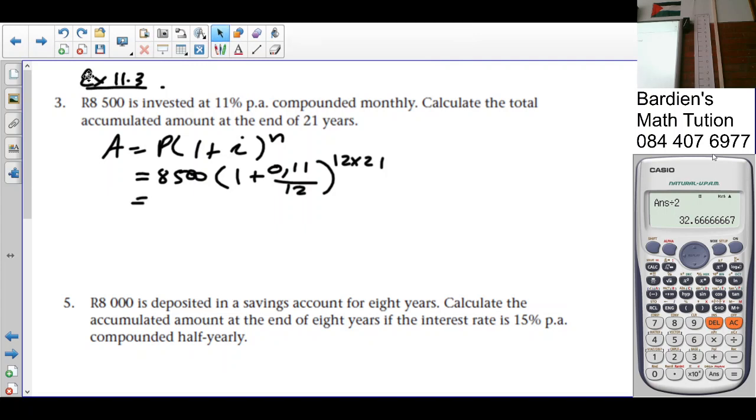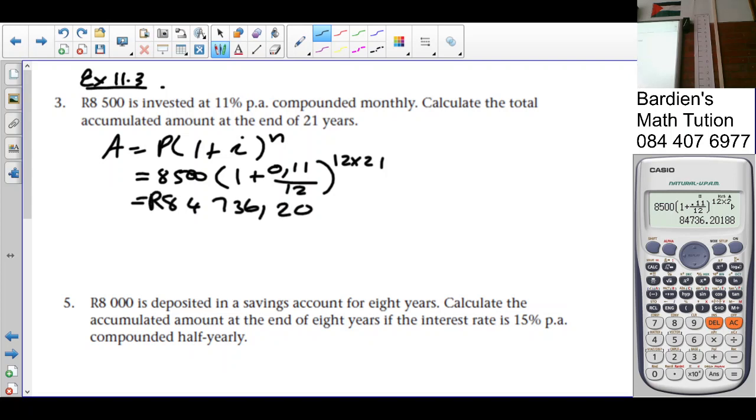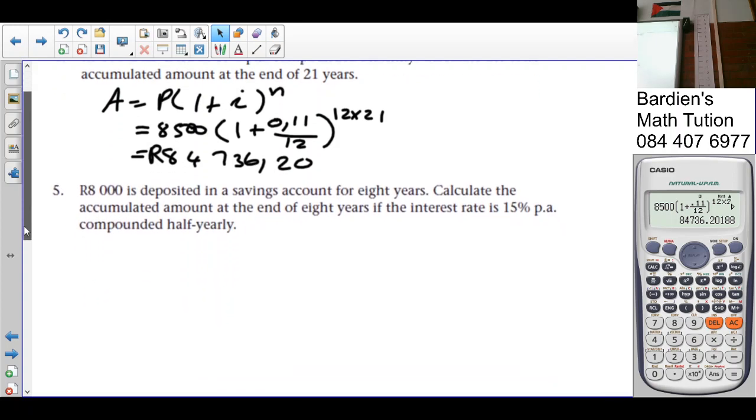So work this out. Let's see what we get. 8,500 into 1 plus 0.11 over 12 to the exponent 12 times 21. You get an answer of 84,736.20. Okay, you okay with that? No problem.